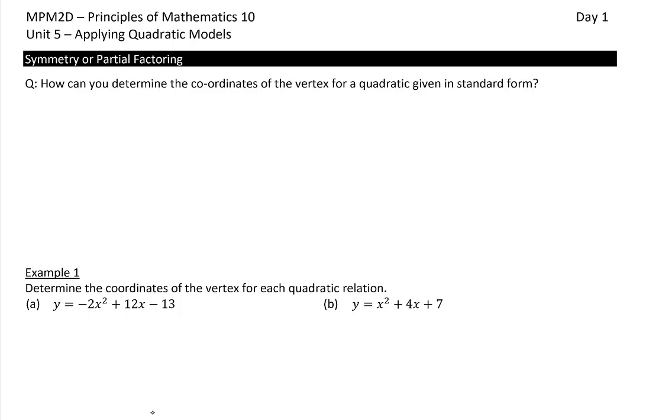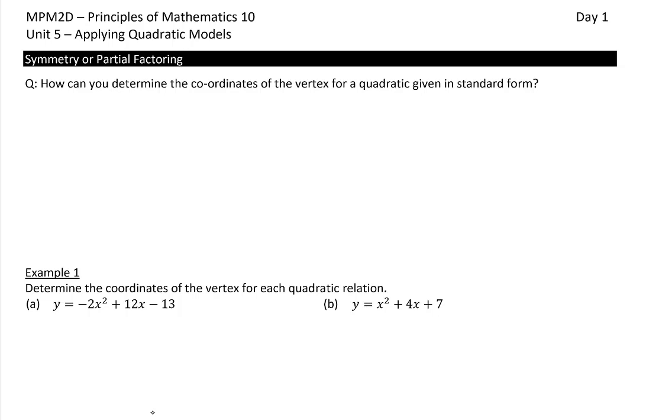We are now moving on to our next unit, and the focus of this unit is finding the vertex of a quadratic relation using two new methods. We will also look at the final form of a quadratic relation called vertex form. So today we're going to learn how to use symmetry, also known as partial factoring, to determine the vertex of a parabola.